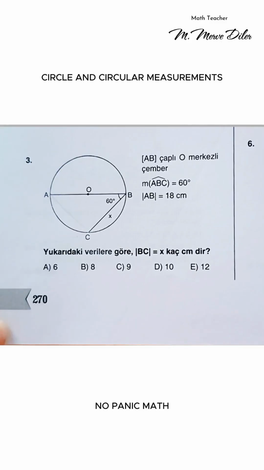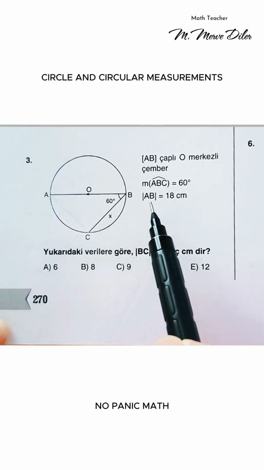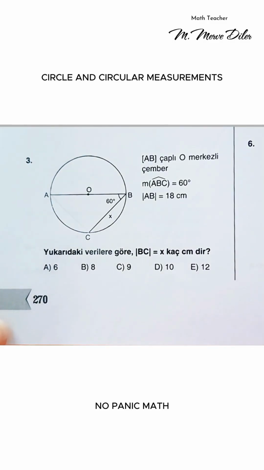Hello everyone! Now we're going to look at a circle problem together. A circle centered at O with diameter AB. Angle ABC is 60 degrees. The length of AB is 18 centimeters. They've asked us to find the length of BC.